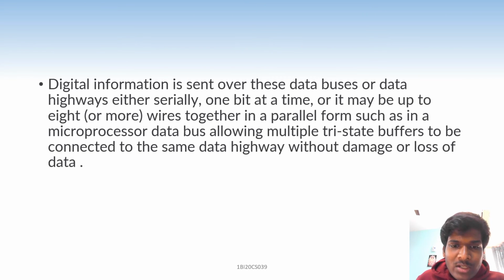Digital information is sent over these data buses or data highways either serially, one bit at a time, or it may be up to 8 or more wires together in a parallel form, such as in a microprocessor data bus, allowing multiple tri-state buffers to be connected to the same data highway without damage or loss of data.